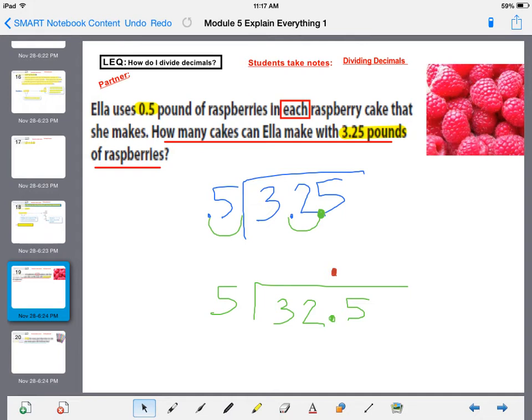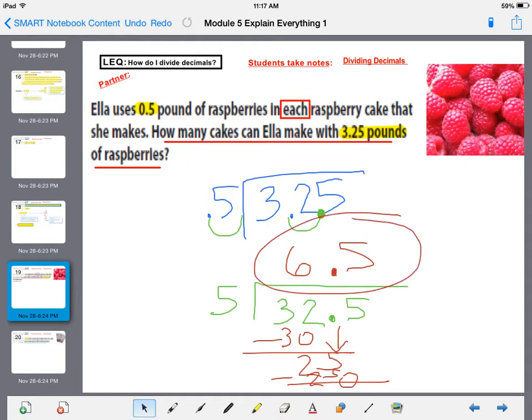So 5 goes into 32 6 times, and we take 30 from 32. That gives us 2. Bring down the 5, and 5 goes into 25 5 whole times. So in this example, Ella could make 6.5 cakes with 3 and 25 pounds of raspberries if each raspberry cake required 5/10 of a pound.